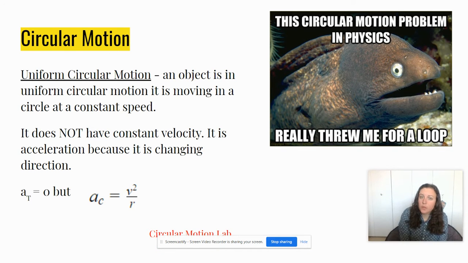So uniform circular motion: an object is moving in a circle at a constant speed. Big thing to remember, it does not have a constant velocity because it's changing its direction, therefore it is accelerating, okay? So your centripetal acceleration is just your speed squared divided by the radius. You do not have a tangential acceleration because your speed's constant, but you are changing your direction.